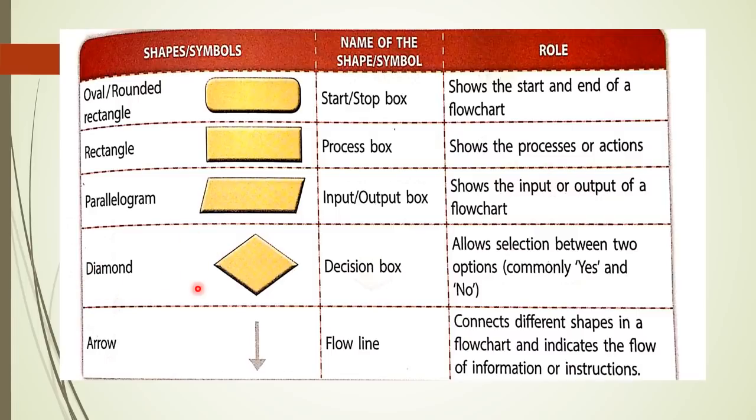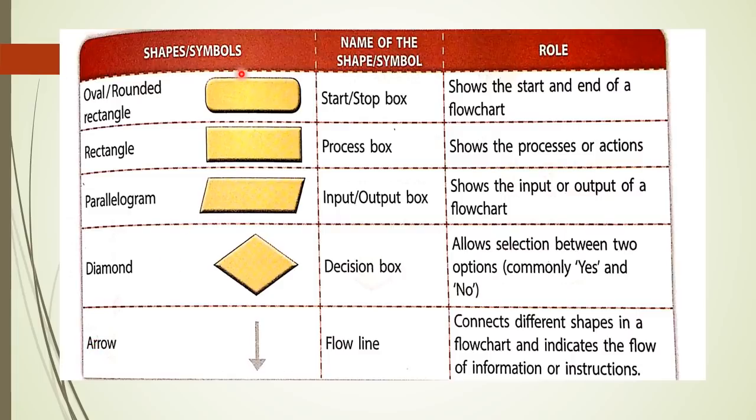Diamond is a decision box. It allows selection between two options, commonly yes or no. If this is greater than this, if it is so and so, do like this; if it is so and so, do like this. And then the decisions you take, using the diamond symbol, that is a decision box.